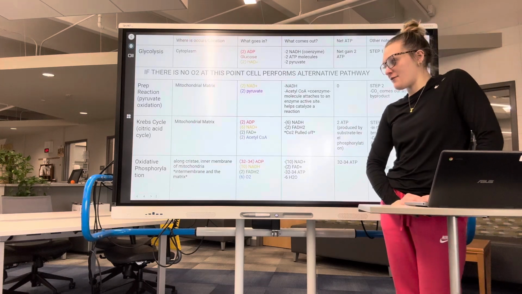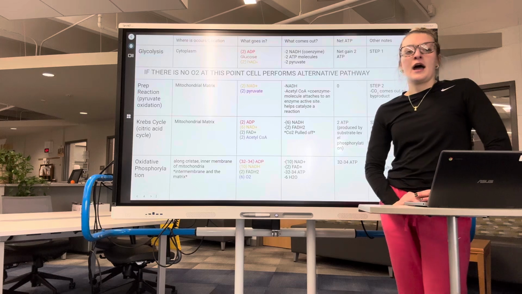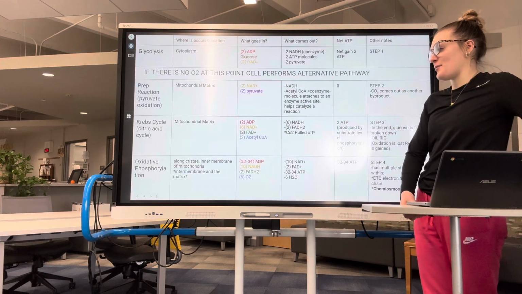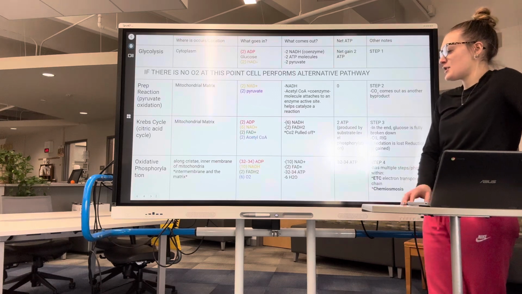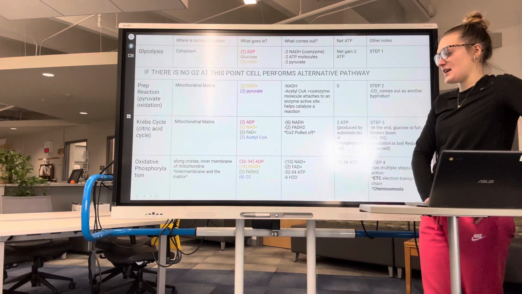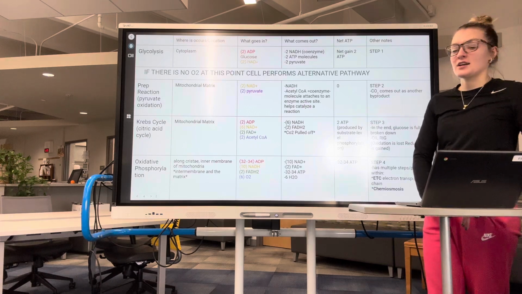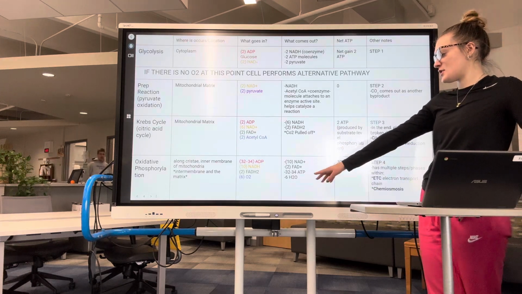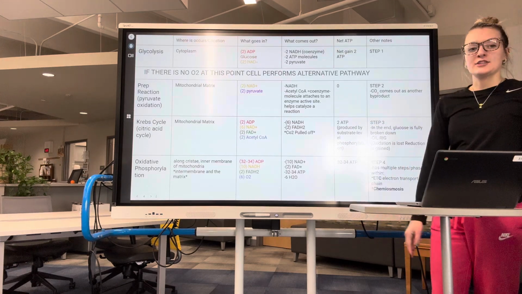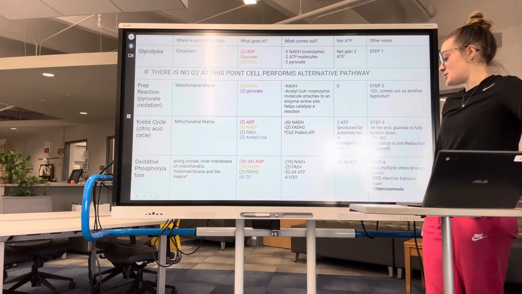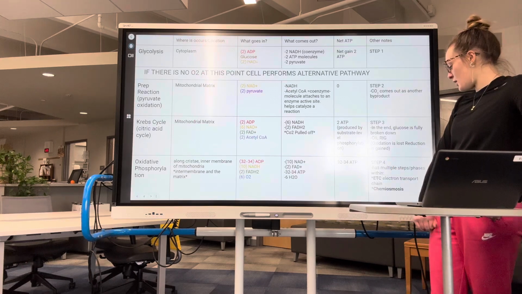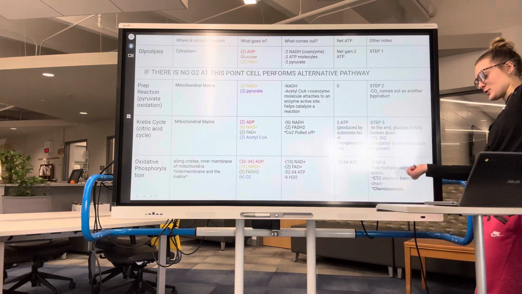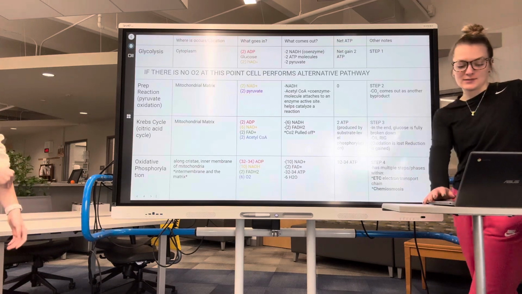And the concluding step, step 4, is the oxidative phosphorylation. It happens along the cristae, which is the inner membrane of the mitochondria. It is the inner membrane of the matrix. And what goes in? 32 to 34 ADP, 10 NADH, 2 FADH2, and 6 oxygen. What comes out is 10 NAD+, 2 FAD+, 32 to 34 ATP, and 6 H2O. The net ATP is 32 to 34, and it is the concluding step, step 4. It has multiple steps in this phase within the electron transport chain and chemiosmosis.